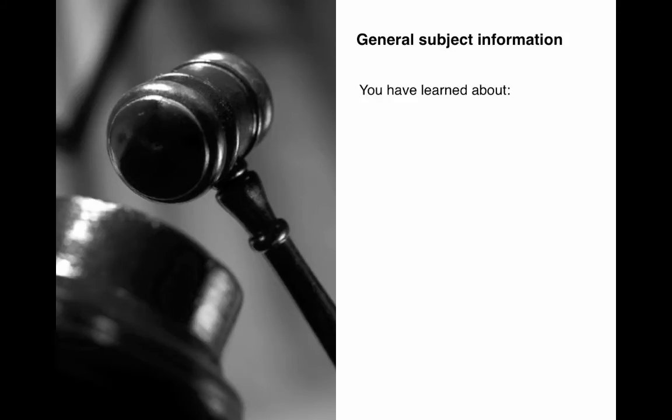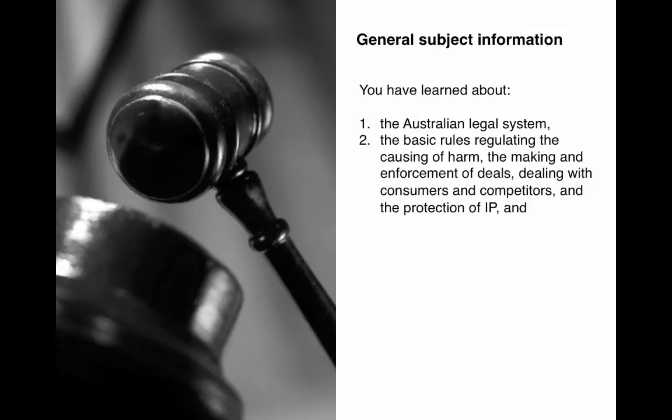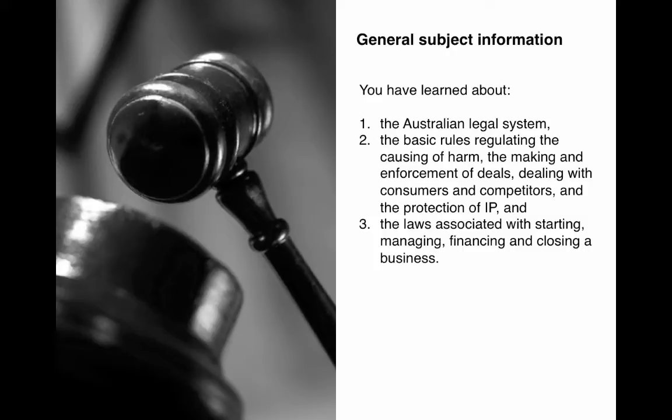The subject business law has been divided into three parts. In the first part, the first three topics, you learned about the Australian legal system and some fundamental legal concepts. In the second part, which is made up of parts 4, 5, 6, 7 and 8, you learned about the basic rules regulating the causing of harm, the making and enforcement of deals, dealing with consumers and competitors, and the protection of IP. And in the final part of the subject, topics 9, 10, 11 and 12, you learned about the laws associated with starting, managing, financing and closing a business.